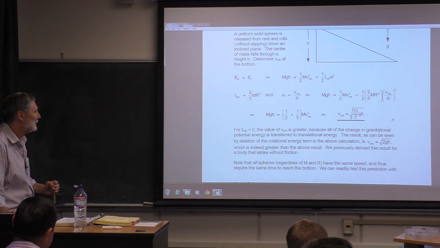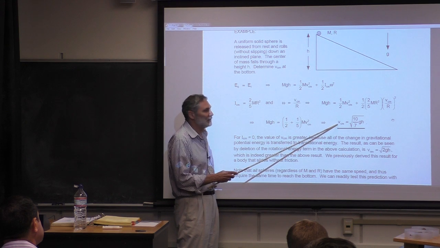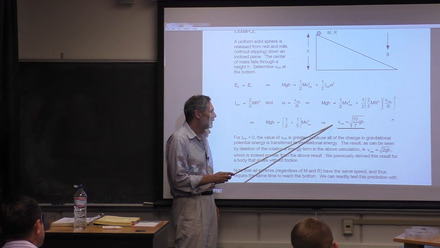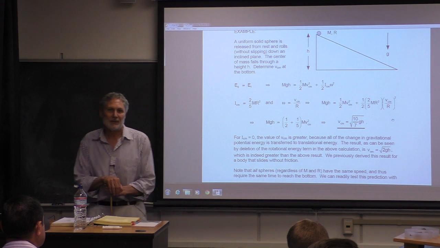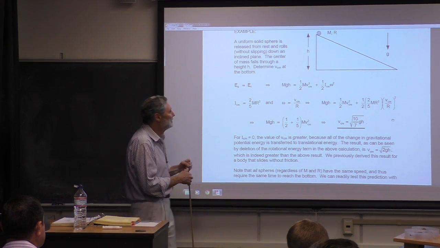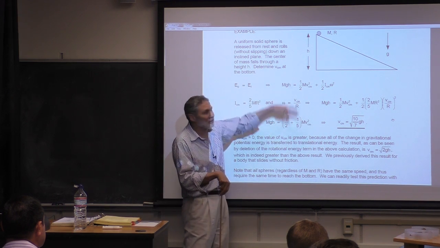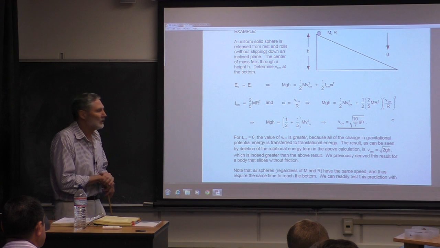Okay. Now there's something else interesting here. What happened to the mass of the sphere? What happened to the radius of the sphere? They scale out. It's independent. So, you can double the radius here, and you'll find that it all cancels out. Or you can double the mass, and it all cancels out. So this is a prediction.